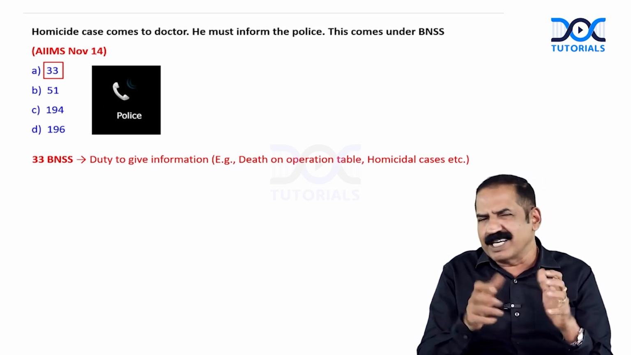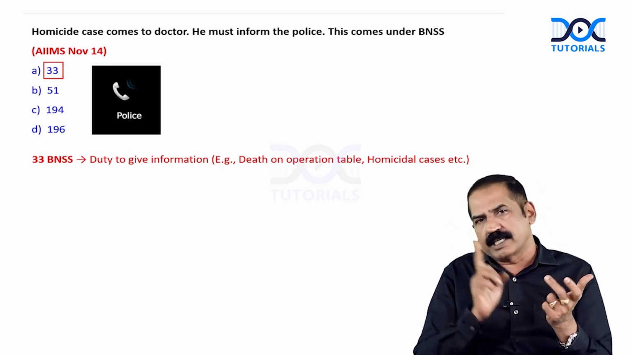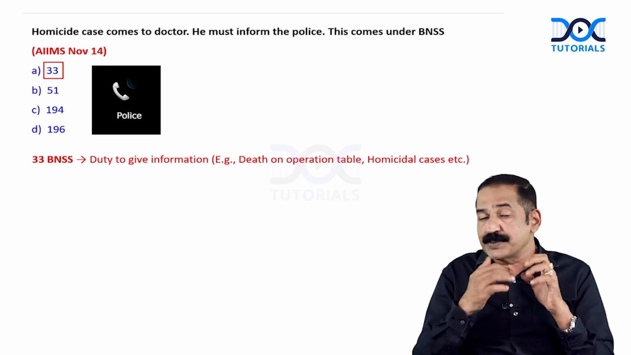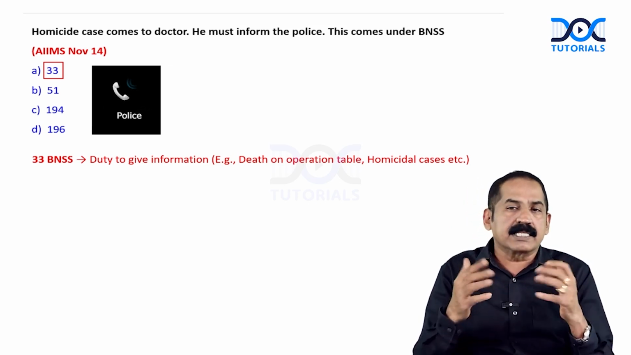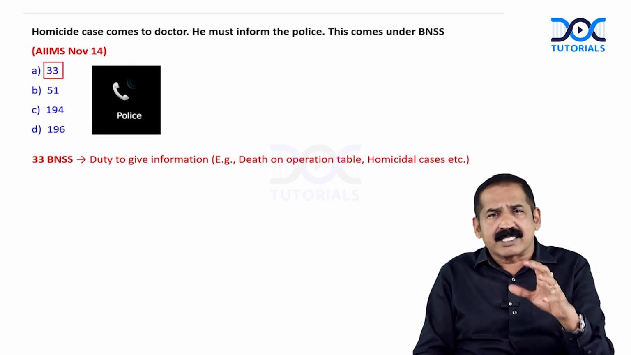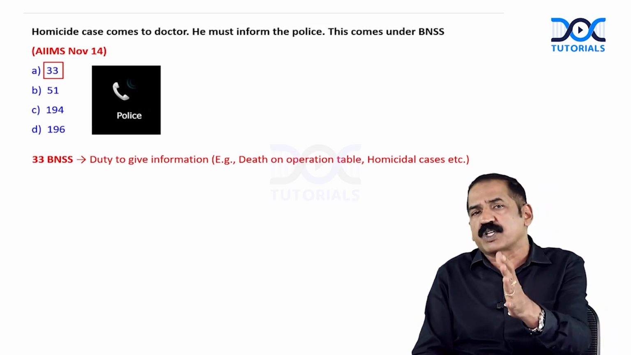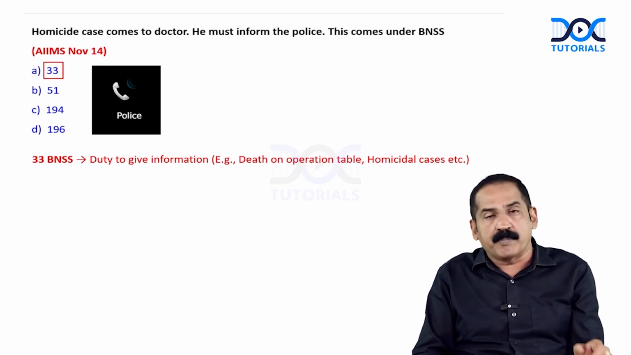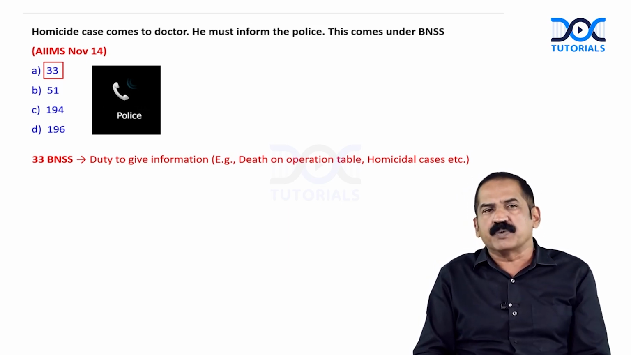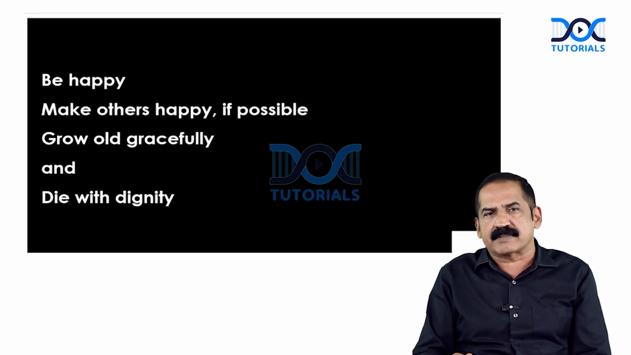Duty to give information to police. As a doctor, forget about other things. Any homicidal poisoning or homicidal case that comes to us, we have to inform the police. At the same time, if death takes place by anesthetic complication or surgical complication or whatever it is, if the person dies on operation table or maybe post-operative also, it is your duty to inform police. That is 33 BNSS. That is regarding medico-legal aspects of injury. Okay? Bye-bye.